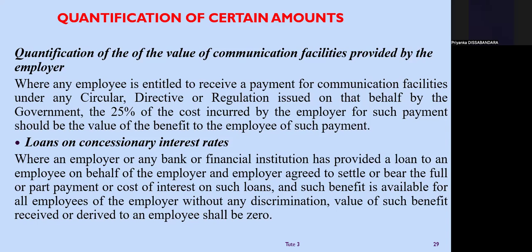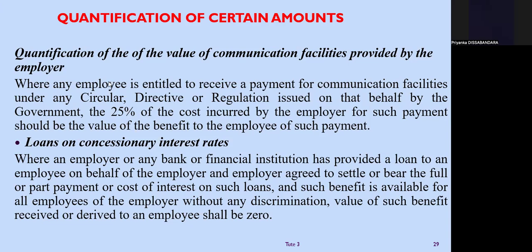In that circular, it has mentioned several positions. Only the positions provided under that circular are entitled to this concession. That means the 25% concession is applicable only to that kind of employees. For all other employees, the total amount they receive as an allowance should be considered for the employment income.